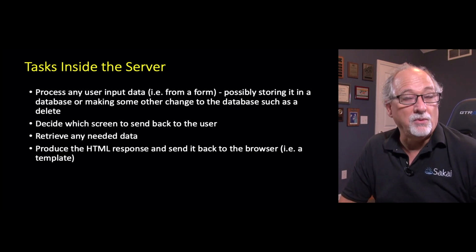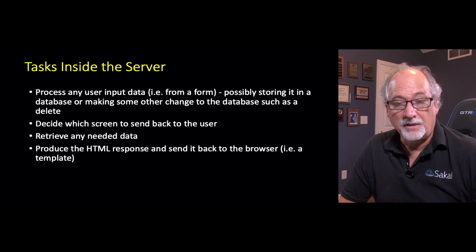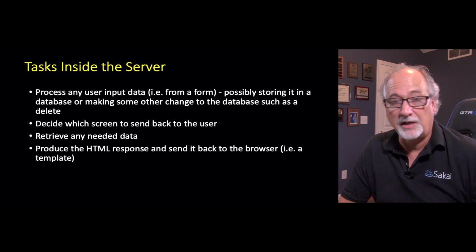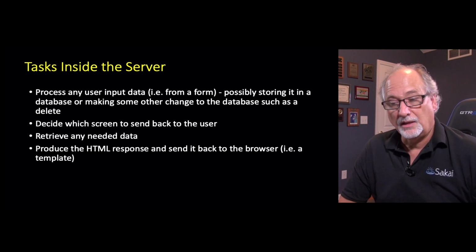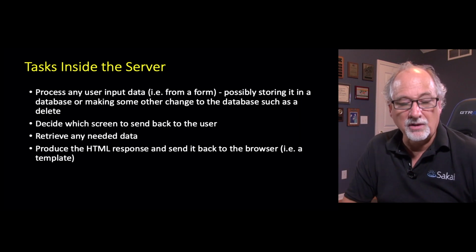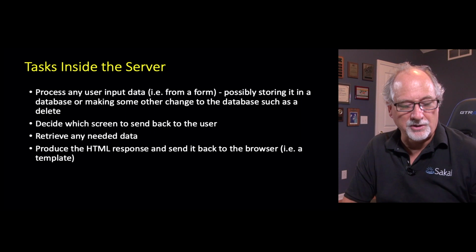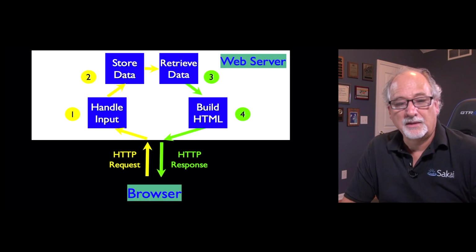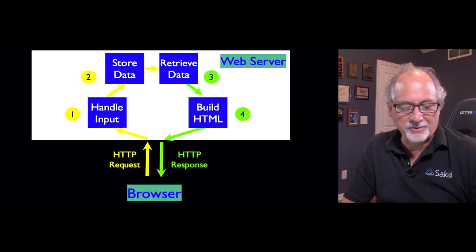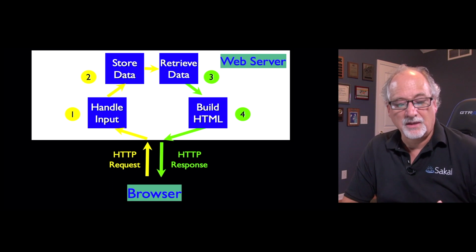And so once we know what page we're going to send back to them, then that page has some data that we might have to pull from the database. And so we retrieve that using the model, and then we produce, perhaps using a template, some HTML response, and then put it back.